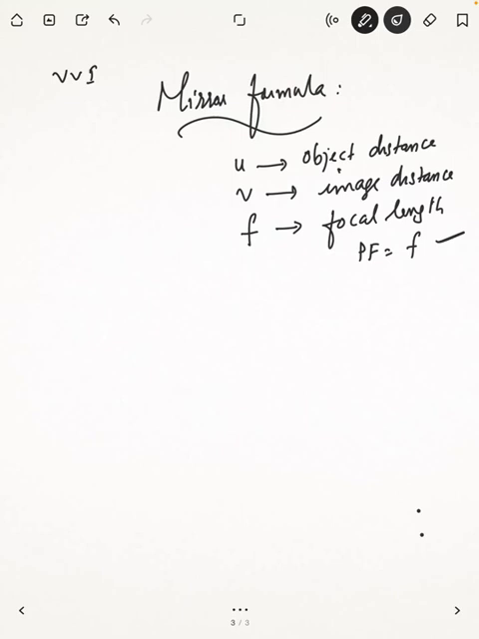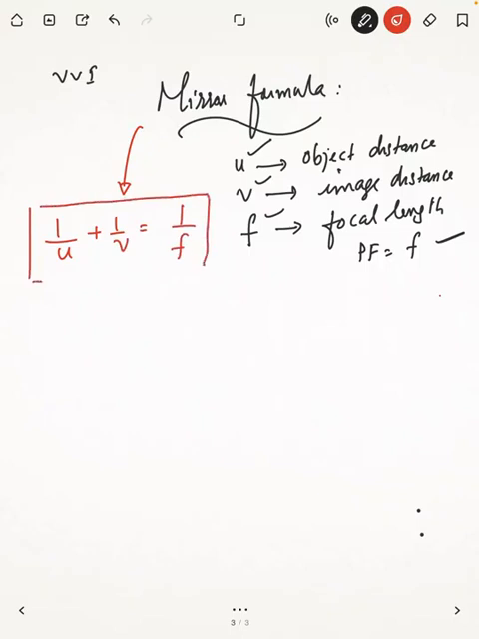U is the object distance, distance of the object from the pole, and V the image distance, the distance of the image from the pole, and F focal length, distance of the focus from the pole of the mirror. So mirror formula is the relation involving object distance, image distance, and focal length of a mirror, and it is given by 1 by U plus 1 by V is equal to 1 by F. Very important relation. All should write this equation 5 times in the copy.